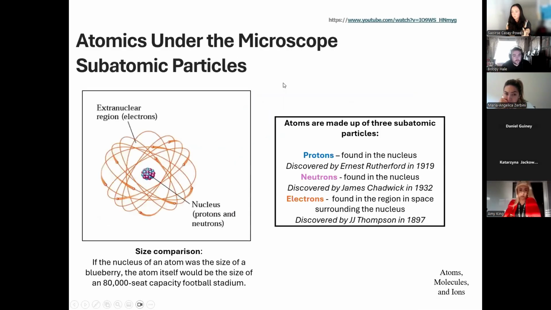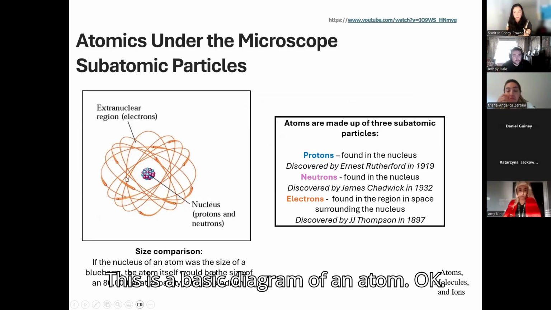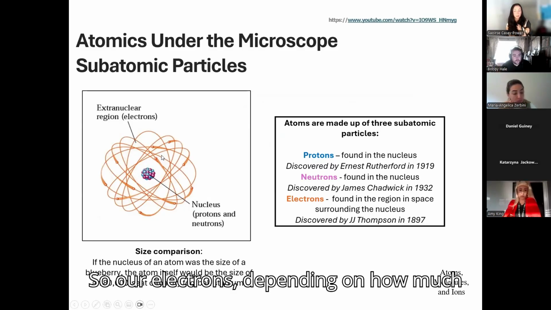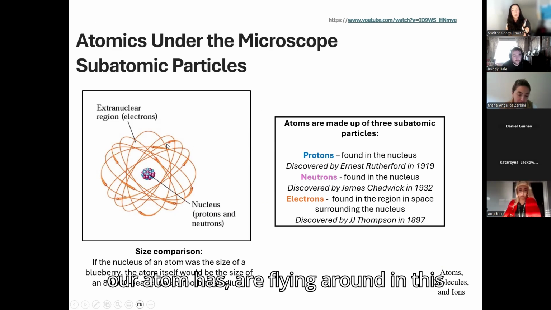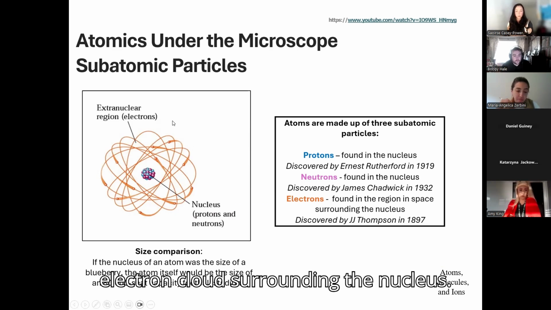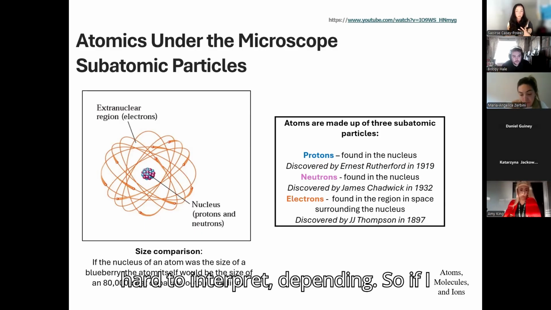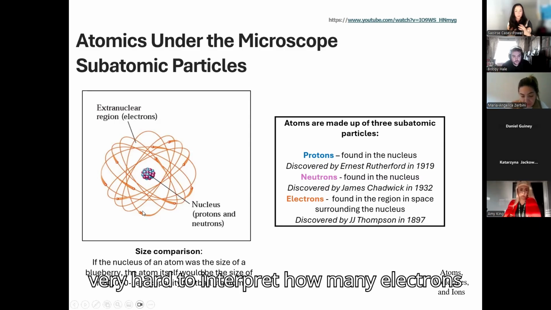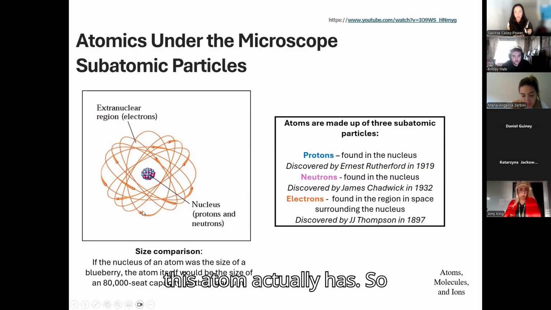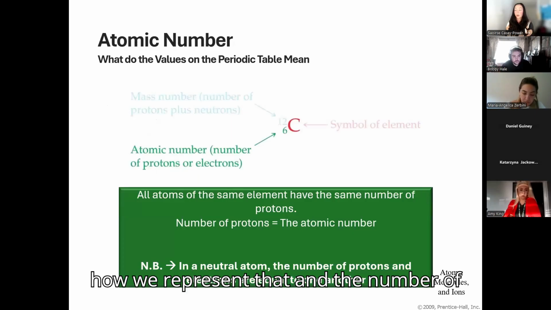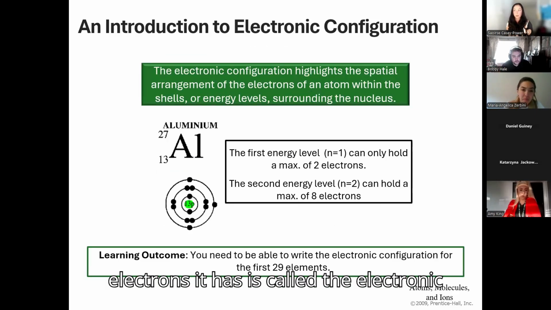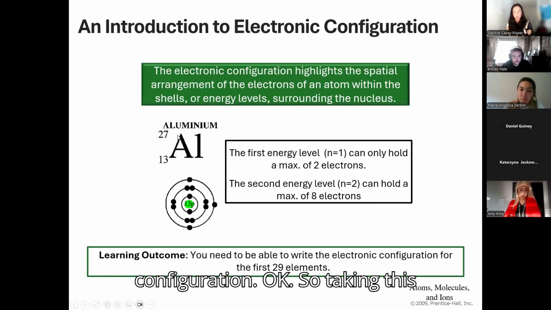This is a basic diagram of an atom. Our electrons, depending on how many our atom has, are flying around in this electron cloud surrounding the nucleus. That can be incredibly hard to interpret. If I were to show you this diagram, it would be very hard to interpret how many electrons this atom actually has. So how we represent the number of electrons it has is called the electronic configuration.